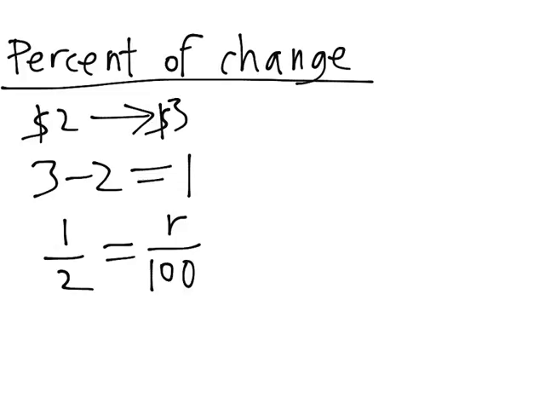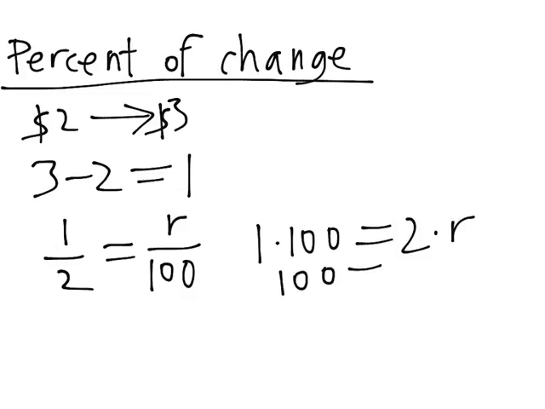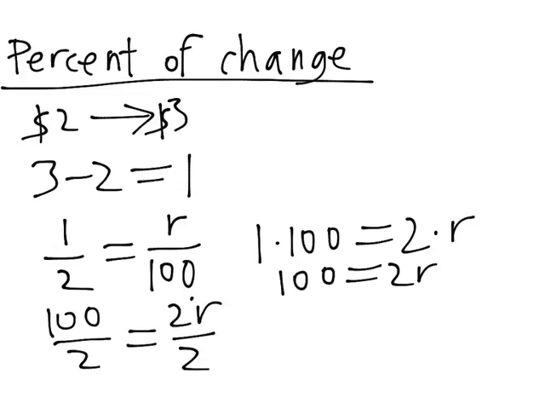If we cross-multiply, we'll get 1 times 100 equals 2 times r. This is just 100 equals 2r. If we divide both sides by 2, we have 100 over 2 equals 2r over 2. The 2's on the right side cancel, and then we get r equals 50. So the percent of change was 50%.